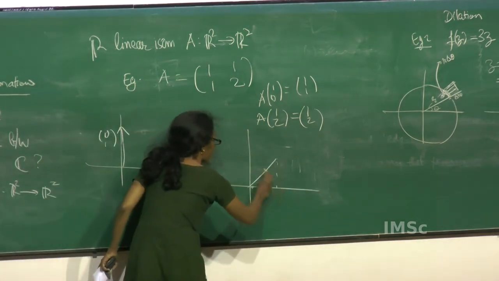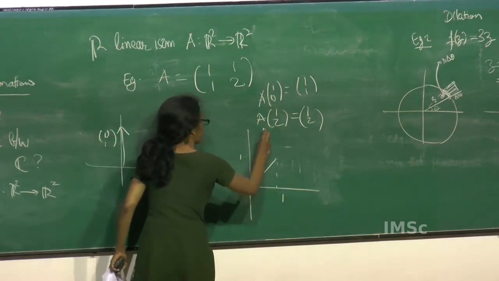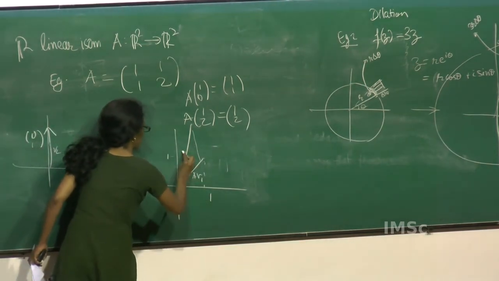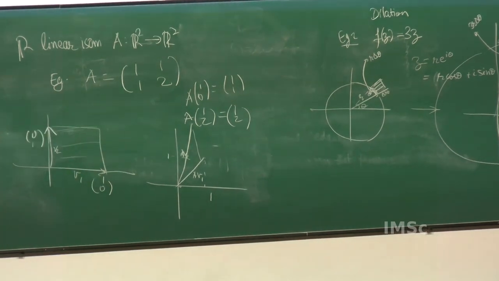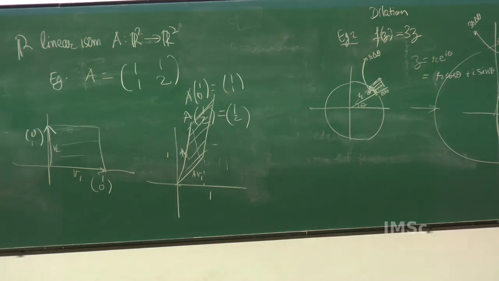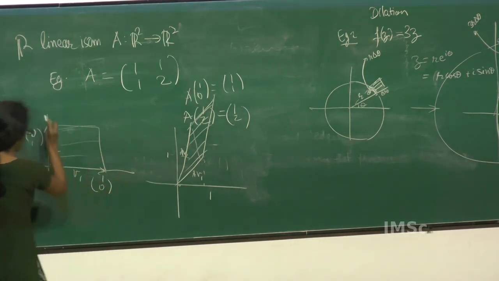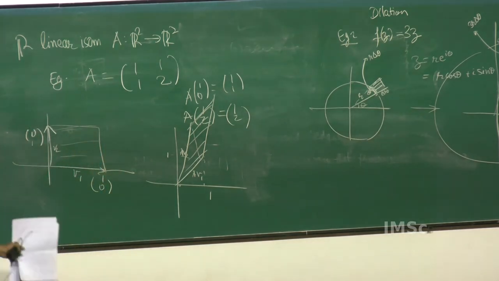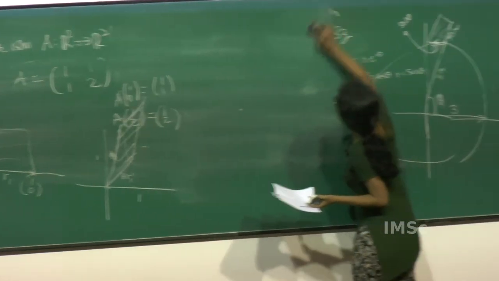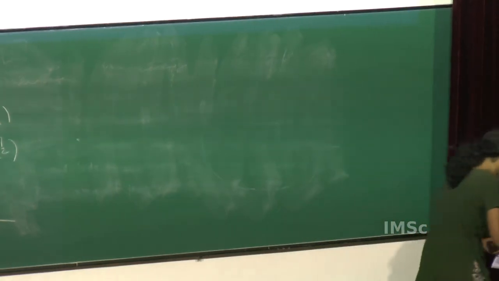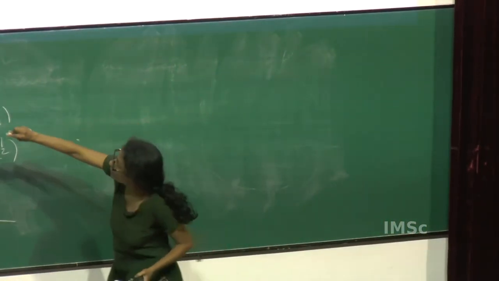A(1,0) is mapped to (1,1), and (0,1) is mapped to something else. So let's call this V1 and this V2. This is AV1 and AV2. And what does a square map to? A parallelogram, yes. So a square is mapped to a parallelogram. Linearity means that if you extend V1 and extend V2, this thing will get scaled by the same amount. But it does not tell you anything about angles. On the other hand, let's look at the opposite side of C. So these are the isomorphisms on R2.